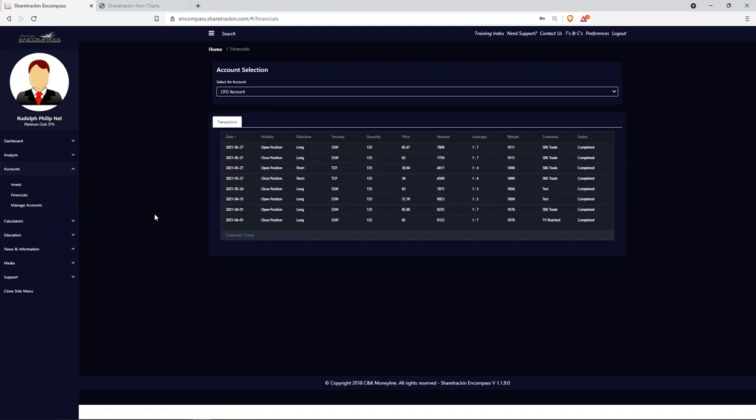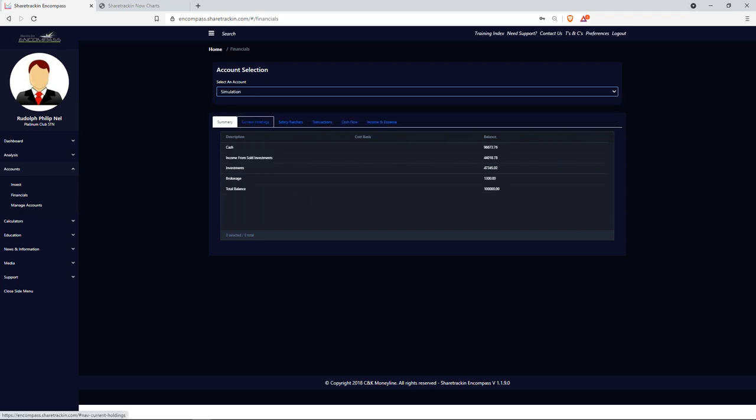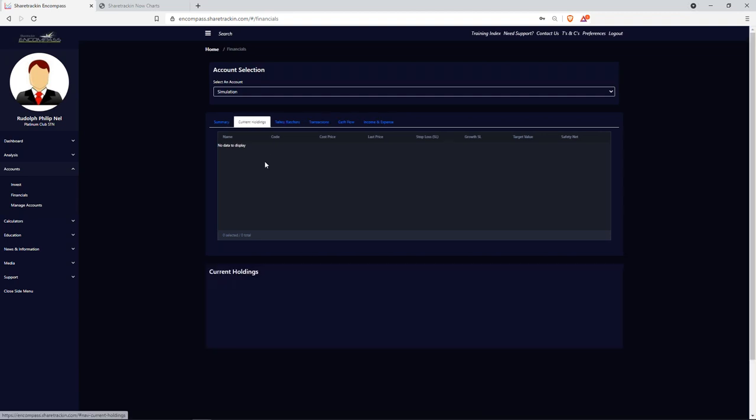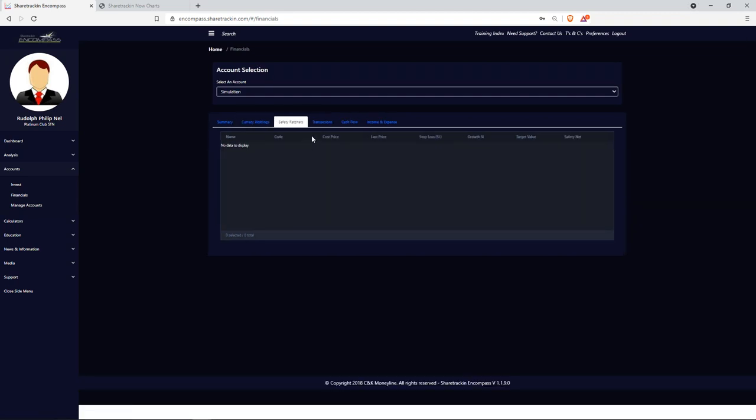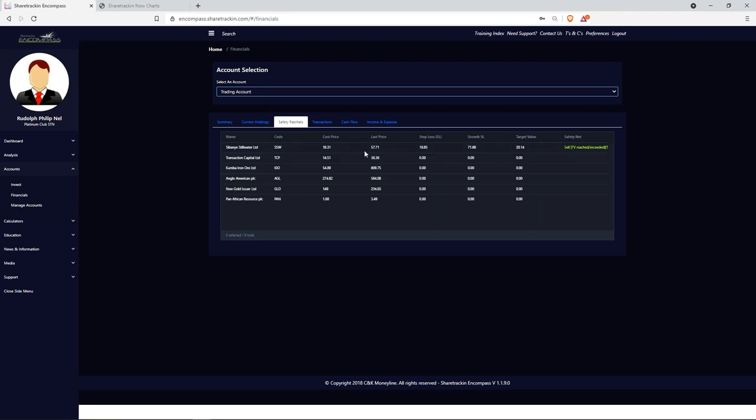Then financials would be basically like your accountant or your bookkeeper keeping track of all your financials. Like for instance, that's the CD account. There's my simulation account. All the investments I've done over there. The current holdings that I've got there. The safety ratchets. Let's say, for instance, my trading account, safety ratchets. It will say that I need to go and sell my Sibanye shares because my target value has been reached, but I didn't set anything up for the rest of my shares. So the target values have been reached on this one, so it's telling me to go and sell, but I'm not going to sell because Sibanye is still growing.